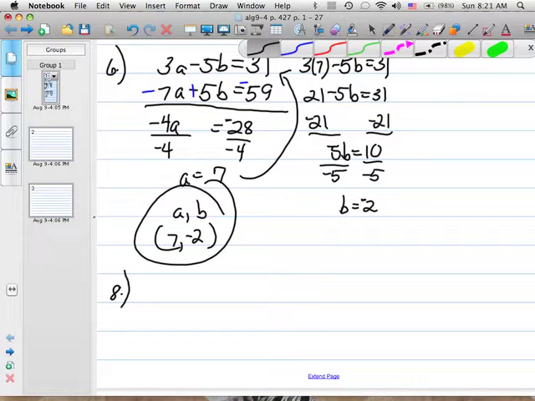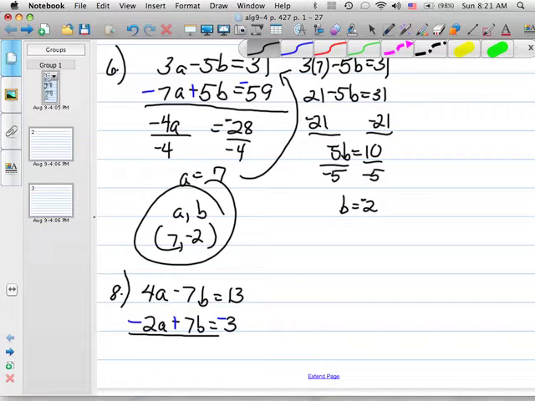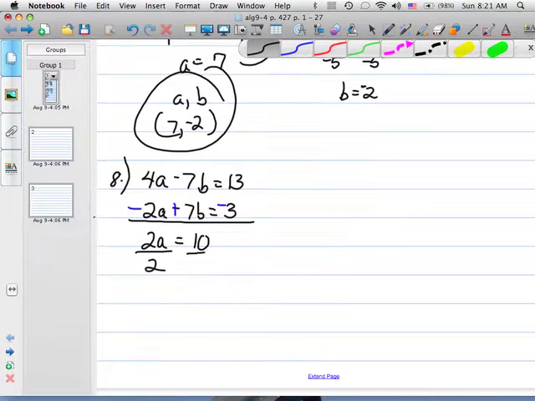Problem number 8, copy the system down. 4a minus 7b equals 13, and 2a minus 7b equals 3. We're going to get rid of the b variables since they have the same number, and we're going to subtract. So change all the signs. So that gives us 2a equals 10. Divide by 2, and a is 5.